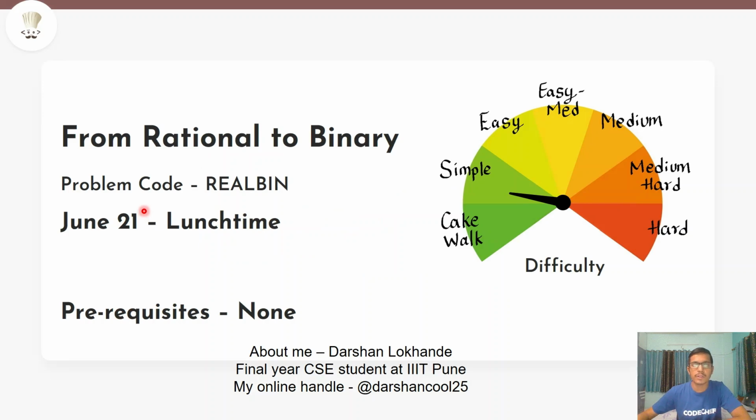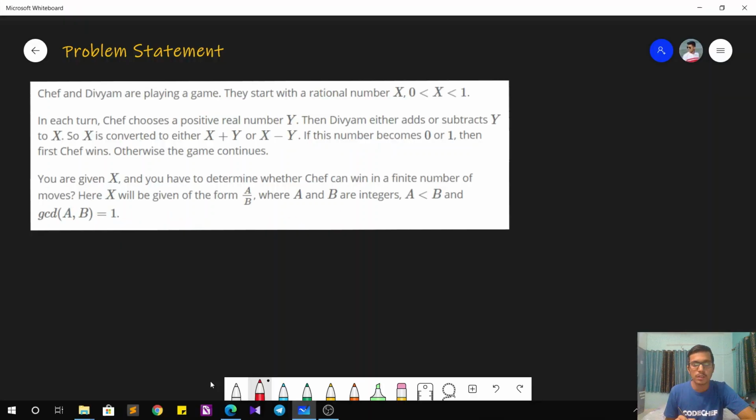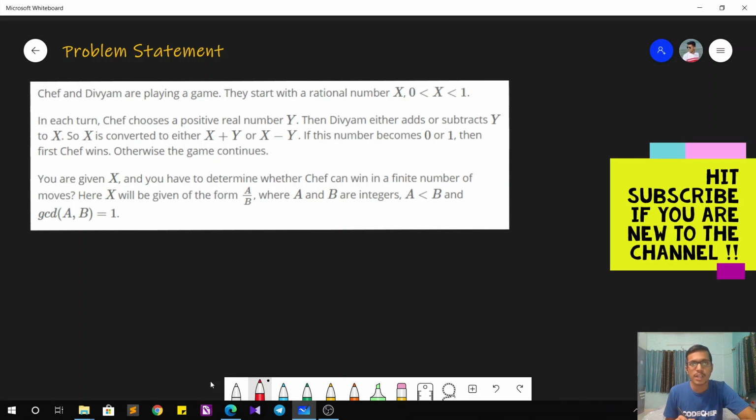The problem that we're going to discuss today is From Rational to Binary. The problem appeared in June 21 Lunchtime and has a difficulty level of simple. There are no prerequisites to solve this problem. The problem statement goes as follows.